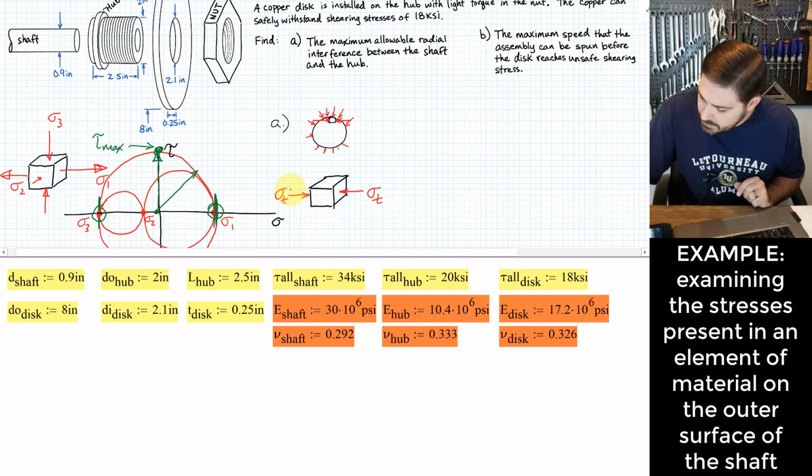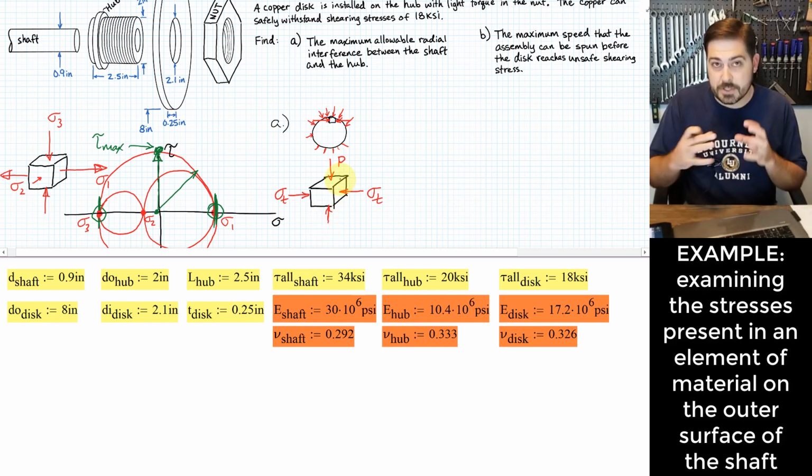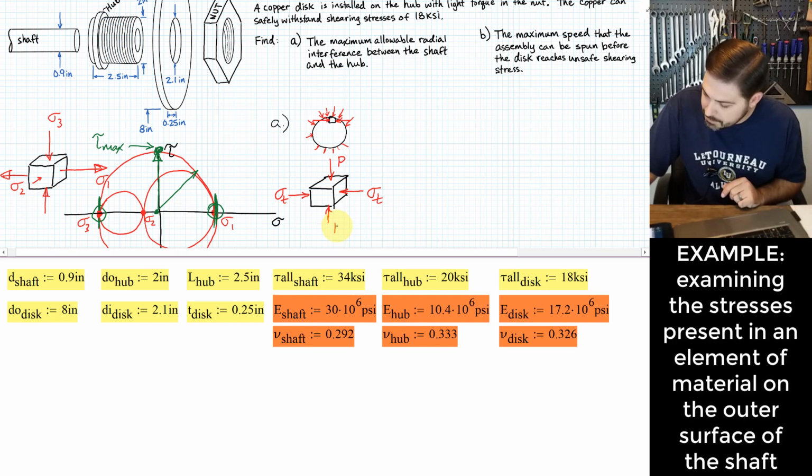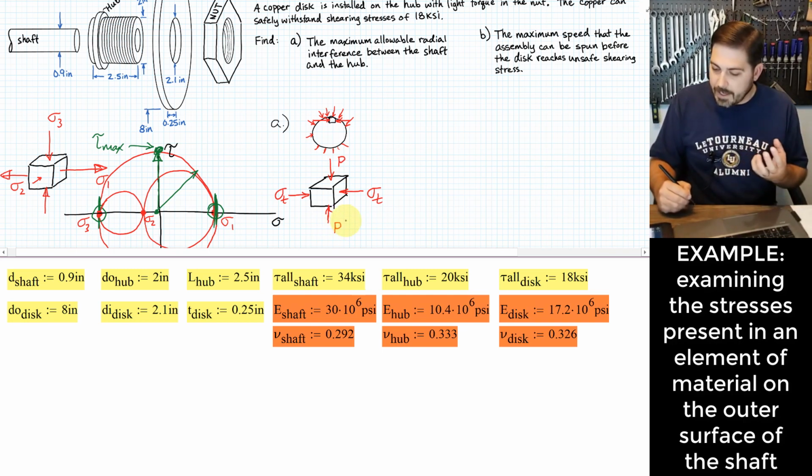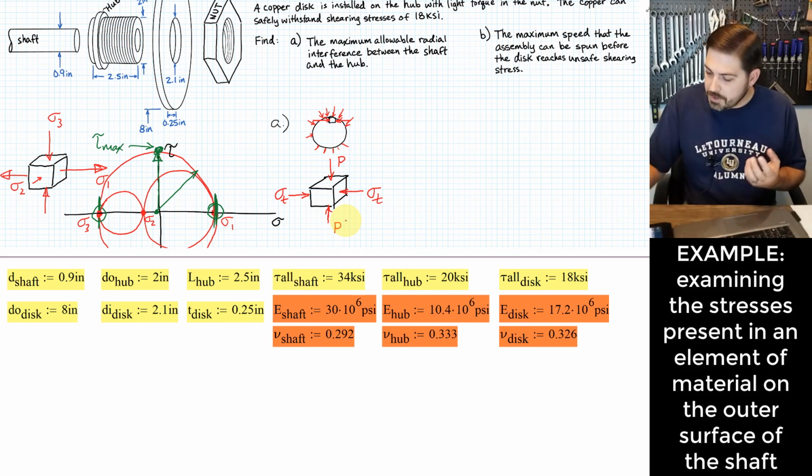Okay. And we have a radial component of stress that occurs, and it's basically just going to be that pressure, that interface pressure that occurs right there. And if we want to see how that reacts on this infinitesimally small little element of material, it would just be another pressure of P down there. Okay. And then the third direction is one that we should think about.